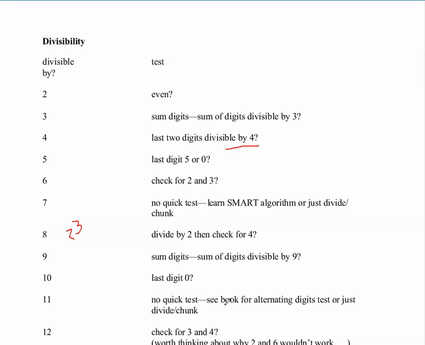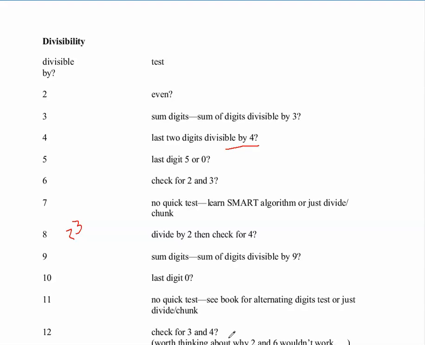There's no quick test for 11 any more than there is for 7. In the book, you have a couple of tests that you can apply, both of which I find to be a little bit long-winded, but we could just divide or chunk. If we're checking for divisibility by 12, well, we check for 3, and we check for 4, 2 squared.